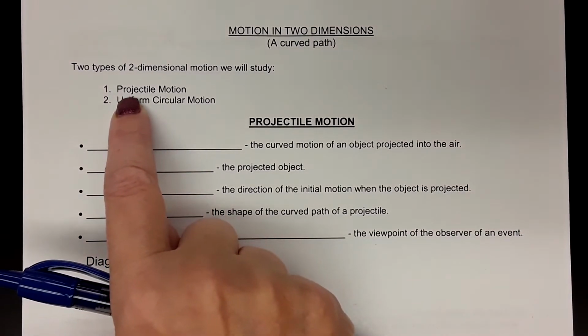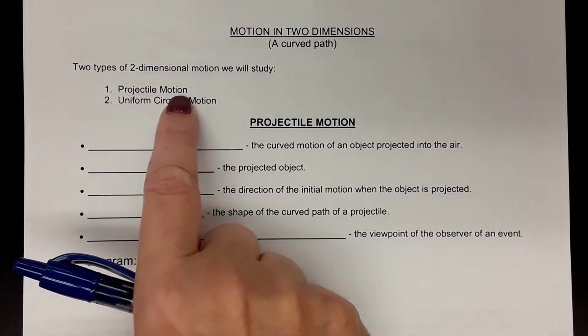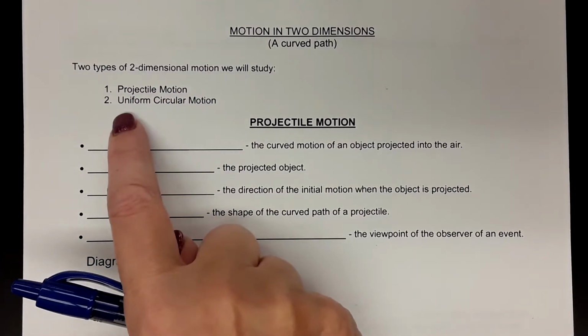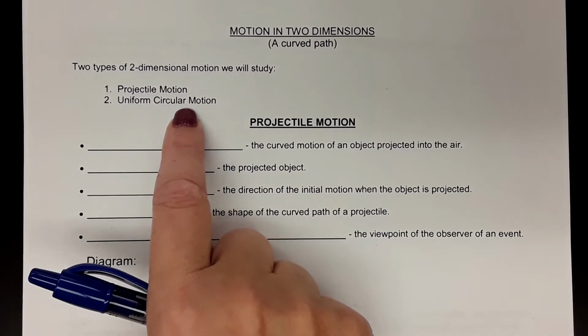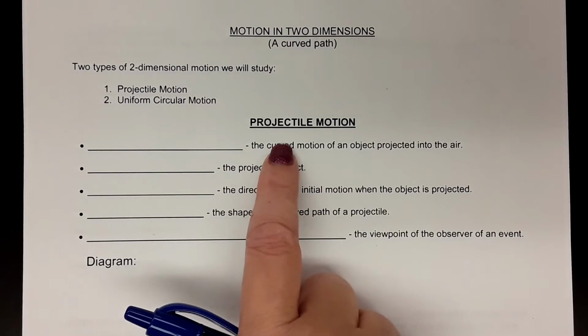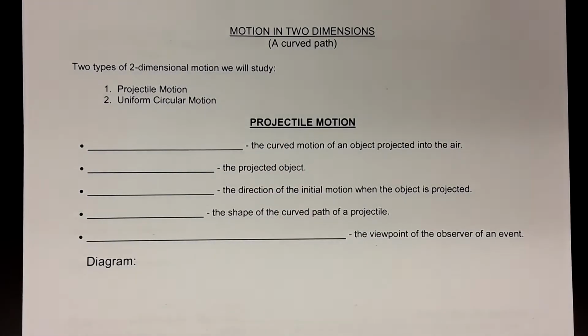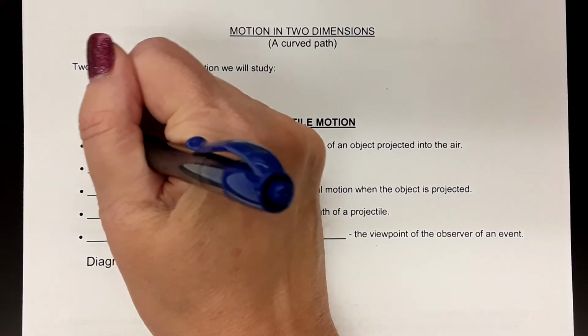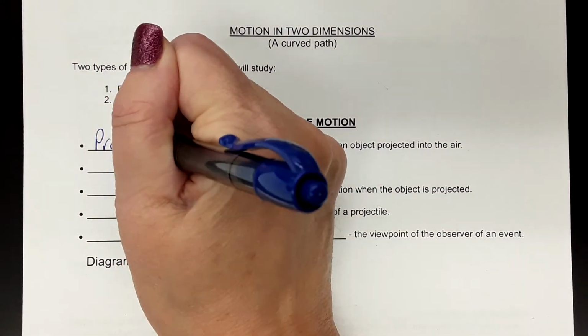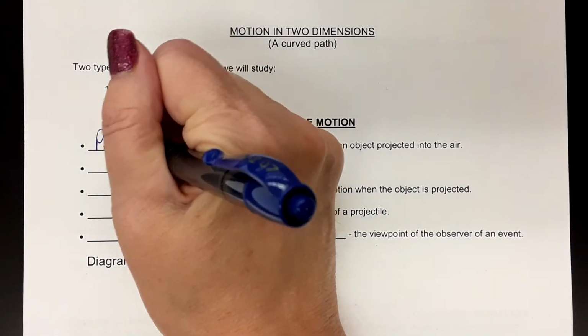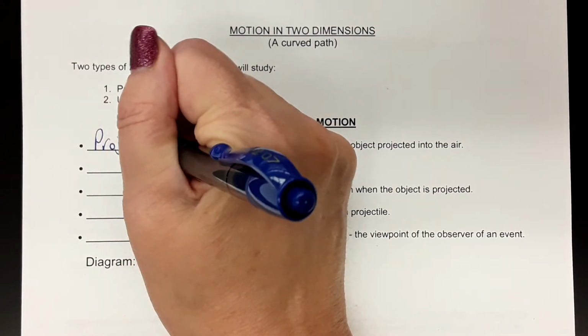The first that we're going to be starting today is projectile motion. Later on, we'll take a look at uniform circular motion, objects moving in a circular path. Today, we're going to start projectile motion. Now, projectile motion is the motion of an object that is projected into the air.